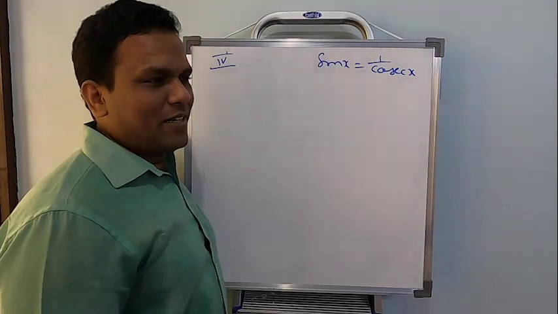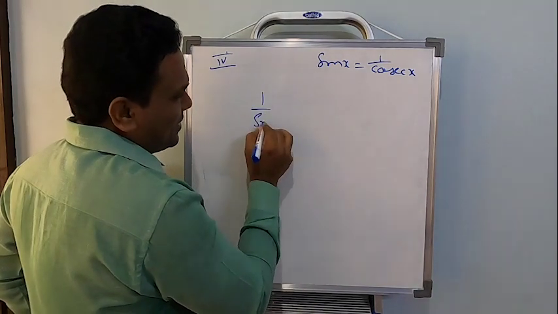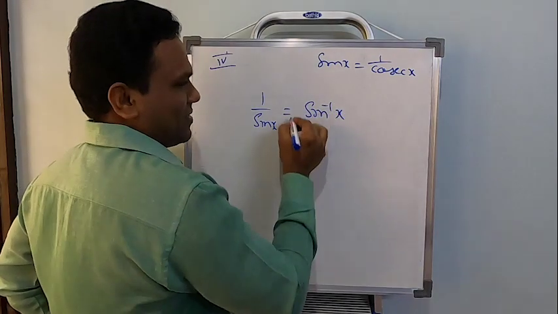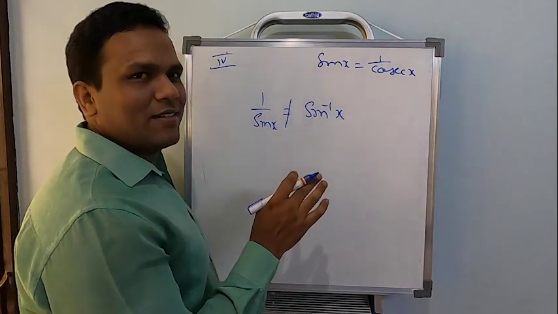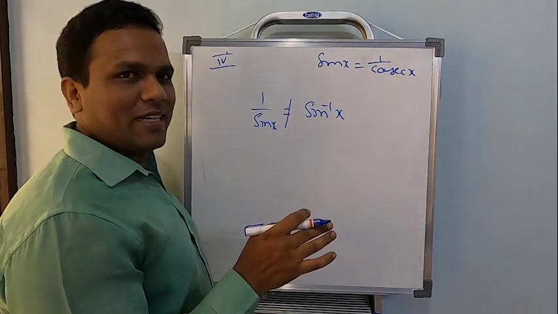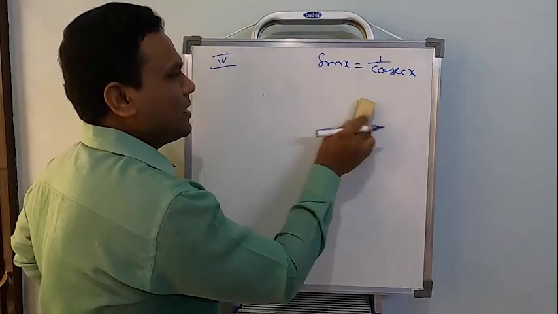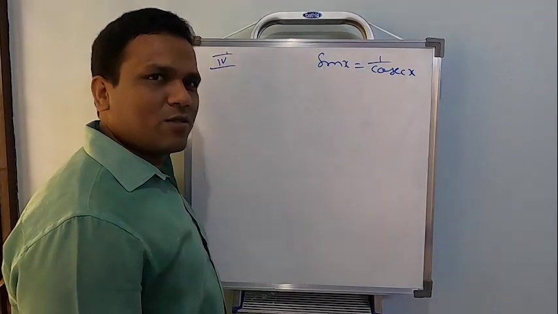One student, when I was solving a problem of differentiation, just wrote this: Sir, 1 by sin x can be written as sin inverse x. That's absolutely wrong. 1 by sin x is cosecant x. 1 by sin x is not sin inverse x. Someone sent me this, so I'm just telling you 1 by sin x is not sin inverse. 1 by sin x is cosecant x.